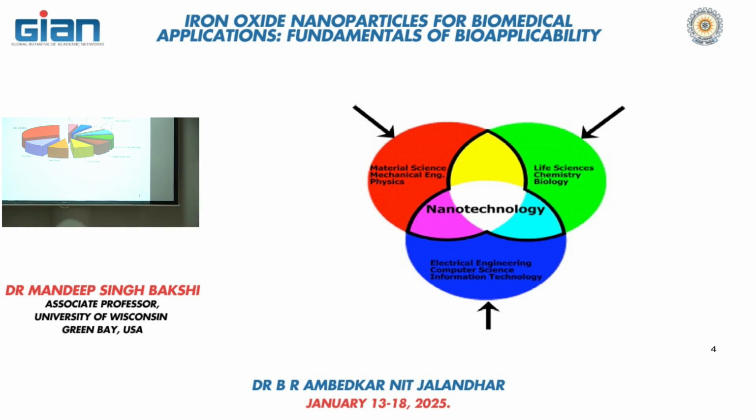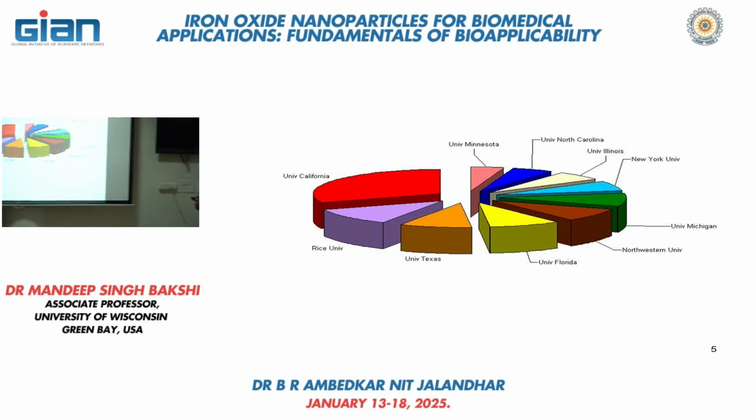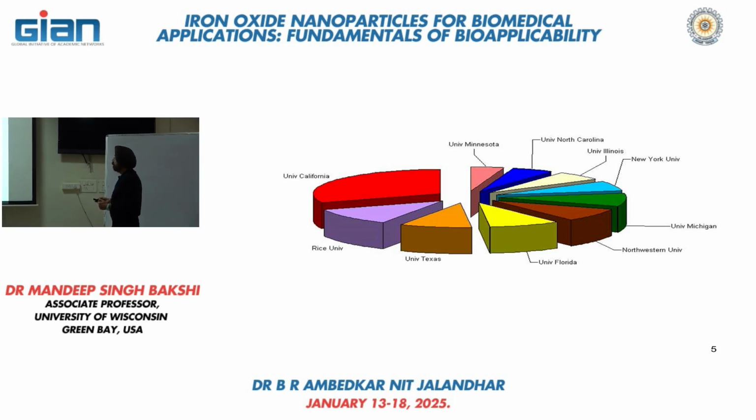This is the kind of research that is going on in the United States. You will say most of the places where the amount of research is devoted to nanotechnology. University of California is much ahead in comparison to other well-known places: North Carolina, University of Illinois, New York, University of Michigan, Northwestern University. So the people over here, they are producing excellent research.